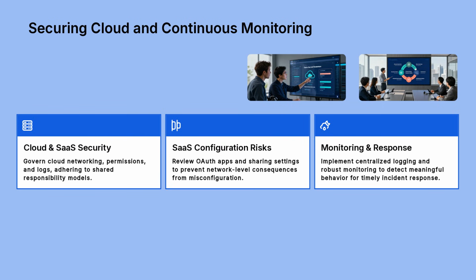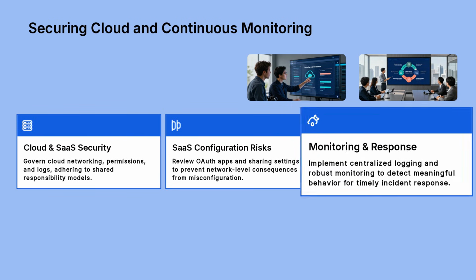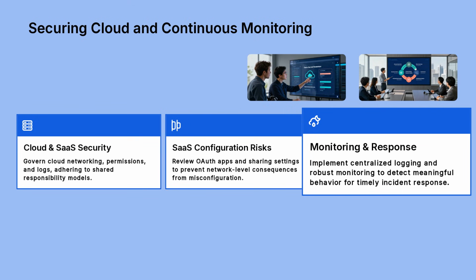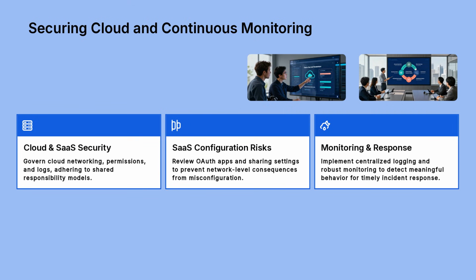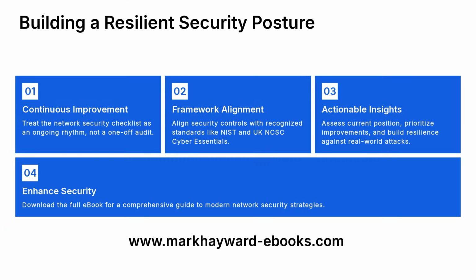By implementing centralized logging and robust monitoring across all platforms, we can detect meaningful behavior. This allows our SOC teams and network admins to execute a timely and effective incident response when it matters most for the security posture. In closing, building a resilient security posture requires a commitment to continuous improvement.